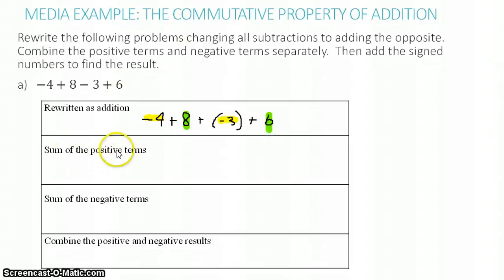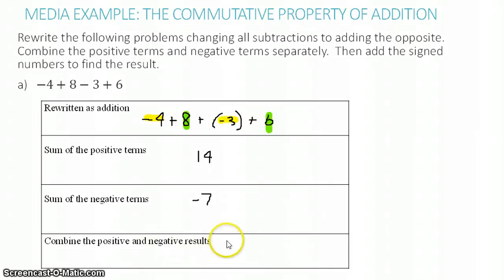Now we're going to put the sum of the positive terms. Well, that's 8 plus 6, which is 14. And the sum of our negative terms is -4 plus -3, which is -7. So it's nice to combine terms this way because when we add positive numbers, we add the absolute values. When we add negative numbers, we add their absolute values. So we're mostly just using addition here of positive numbers.